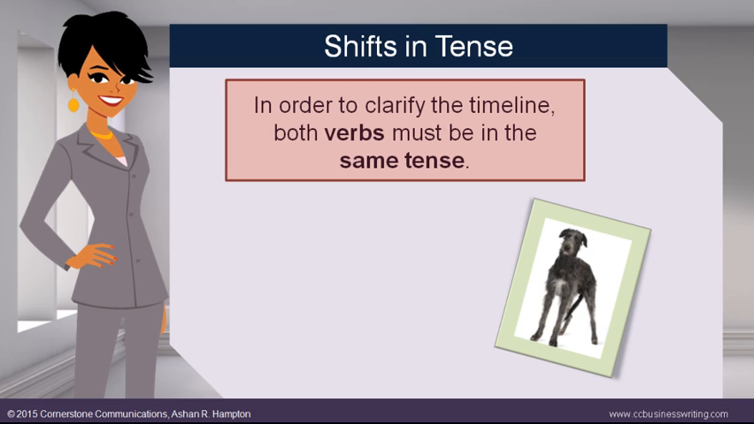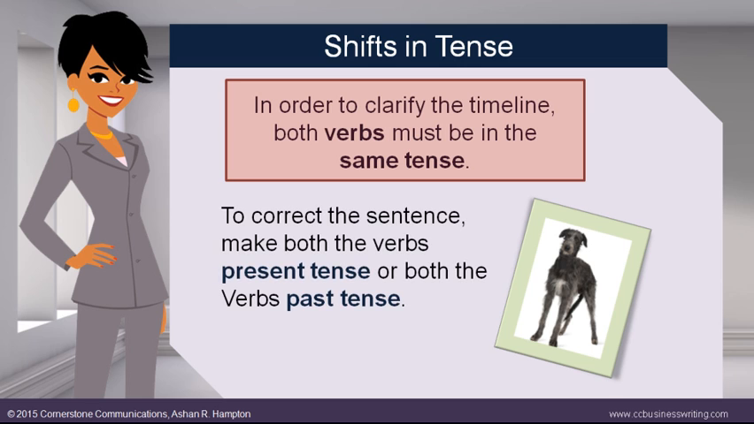In order to clarify the timeline, both verbs must be in the same tense. To correct the sentence, make both the verbs present tense or both of the verbs past tense.